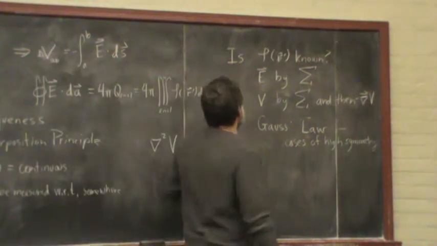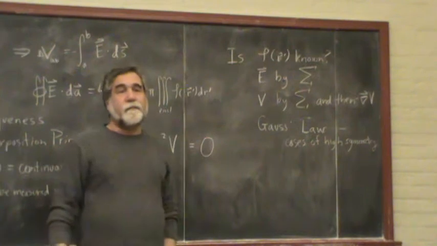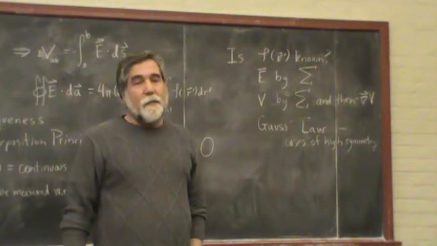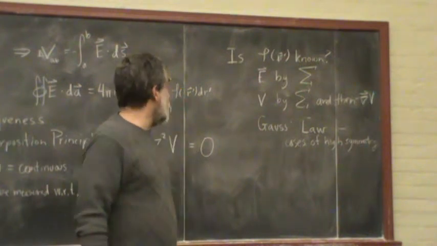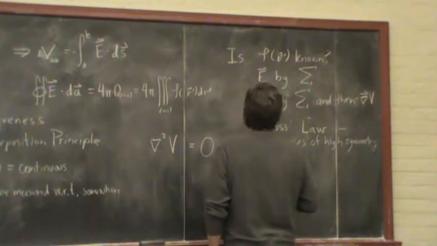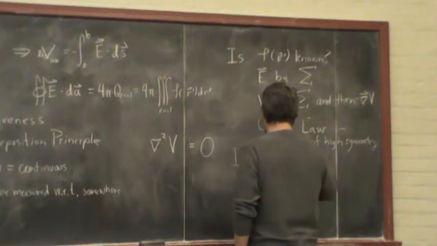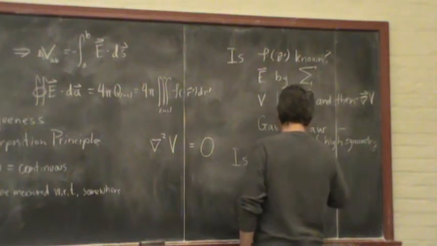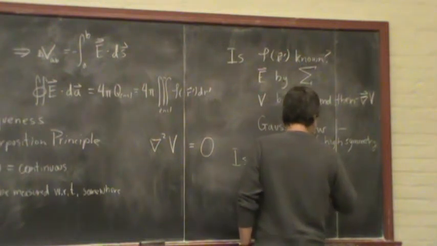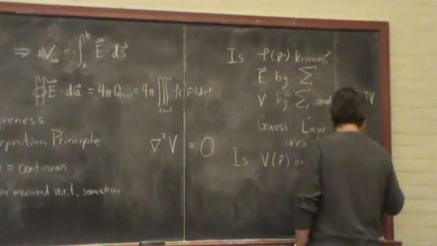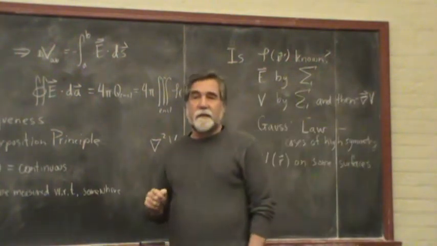Is the charge density known? If it is, integrate somehow, one way or another. If not, is the potential known on some surfaces enough to define the region, right?